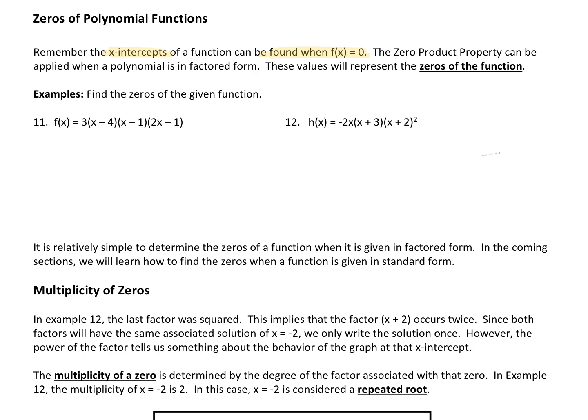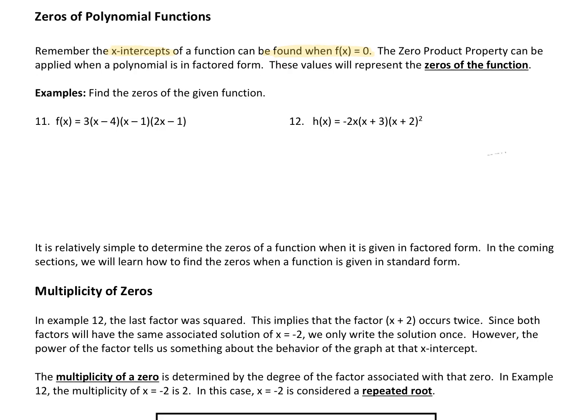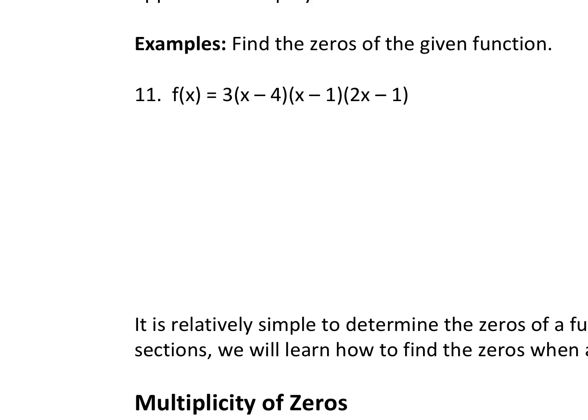That was like the entire last unit we finished up. The zeros of a function are the x-intercepts. They can be found where f of x is equal to 0. So all you're finding is your x-intercepts. We did a lot of this last semester. Find the zeros of the function.